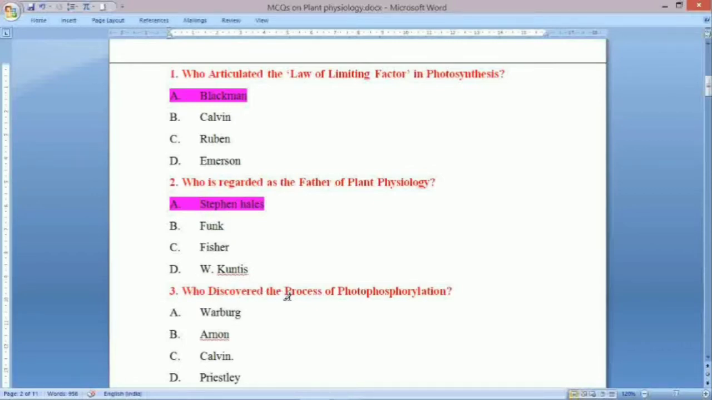Next question, question number 3. Who discovered the process of photophosphorylation? Option A, Warburg, B, Arnon, C, Calvin, and D, Priestley. And here the right answer is option B, Arnon.